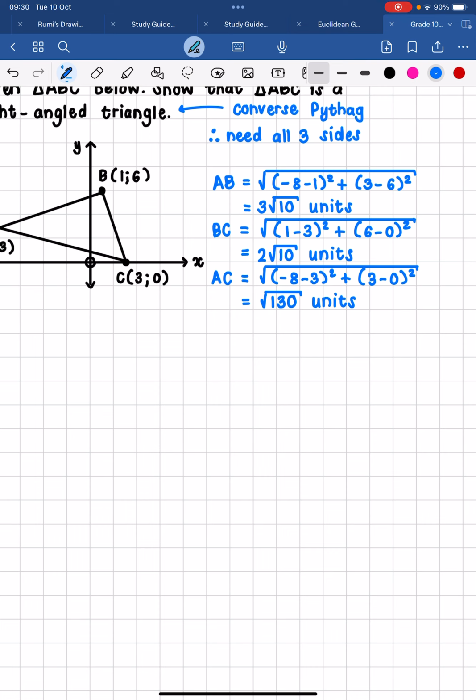So unfortunately, I know we said let's not write them in decimal form, but now we actually do have to calculate that to identify the longest side. We basically need to see out of these ones, 3 root 10 and root 130, which one is the longest. So what you're going to do is type in 3 root 10, press equals, and then press S to D. 9.49, right? I'm just going to write that on the side.